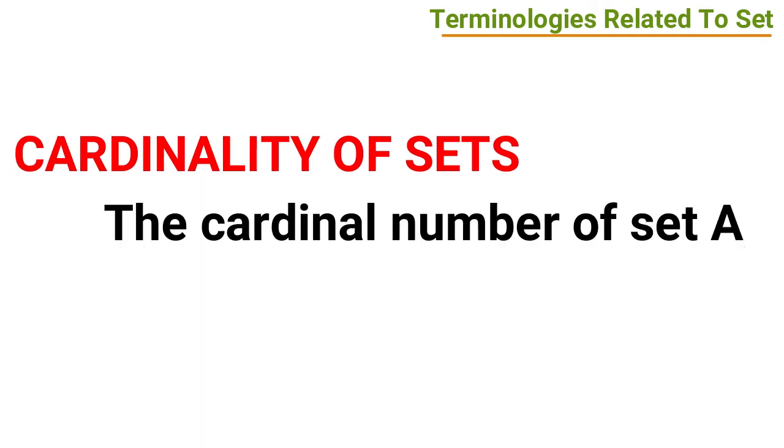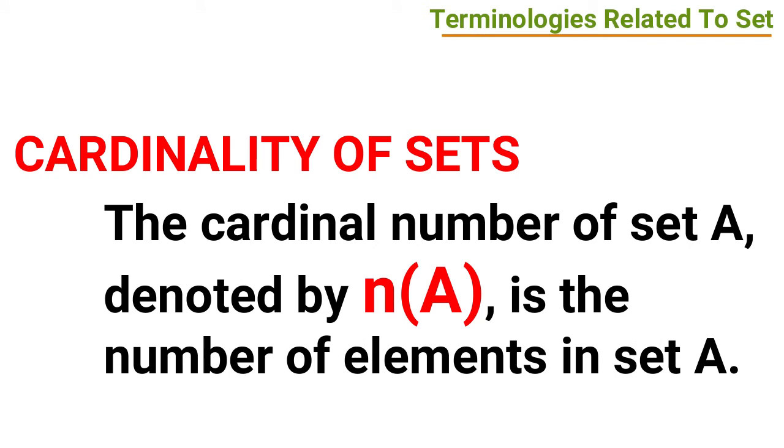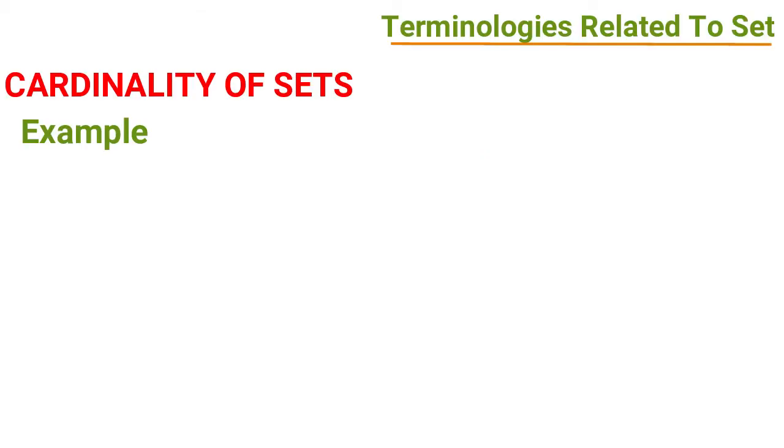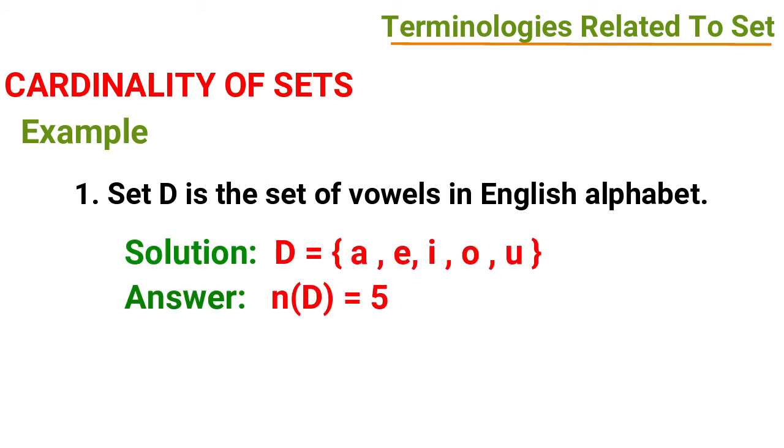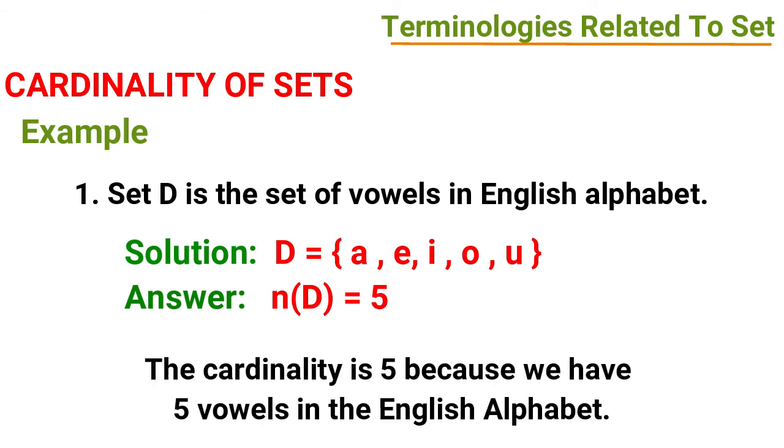Another term related to set is the cardinality of sets. The cardinal number of set A, denoted by n of A, is the number of elements in set A. In example 1, set D is a set of vowels in the English alphabet. The cardinality is 5 because we have 5 vowels in the English alphabet, namely A, E, I, O, U.